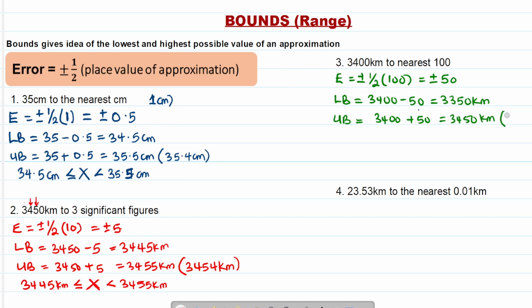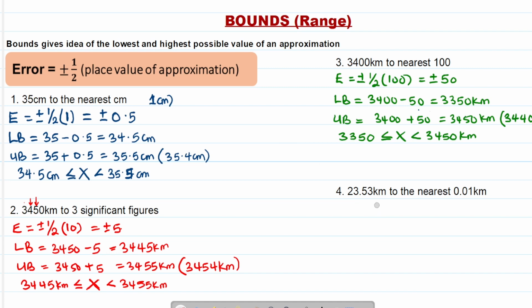Therefore, the highest possible value that could have been approximated to get 3400 kilometer to the nearest 100 is going to be 3440 kilometer. Therefore, in presenting our answer using inequality symbols again, we begin with 3350. The lower bound should be less than or equal to x, and x should be less than the upper bound, 3450 kilometer. Now to question number 4.